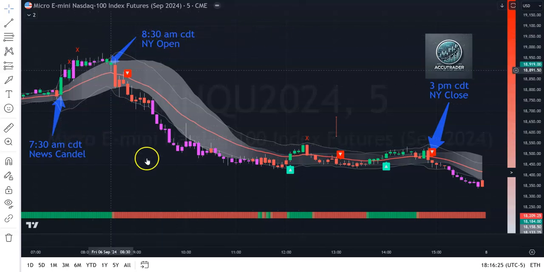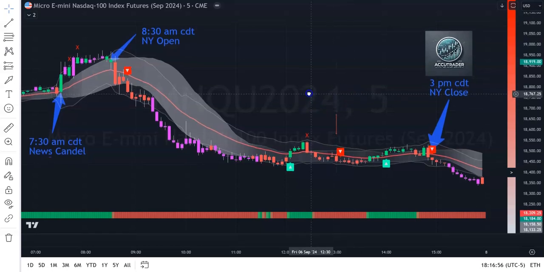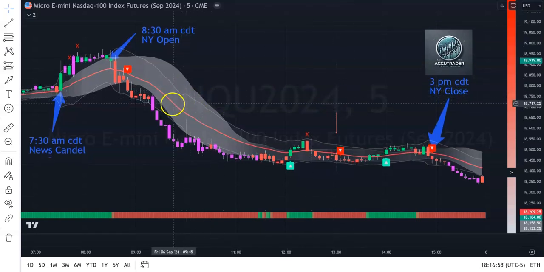And that's considering we started out at 7:30 this morning. By the way, this is a 5-minute chart of the MNQ, the micro NASDAQ futures minis, September expiration. Remember, we're going to be rolling this contract in about a week, week and a half, something like that.